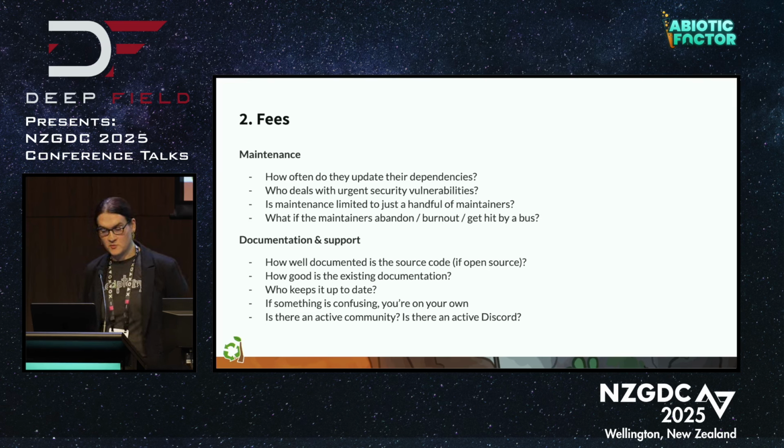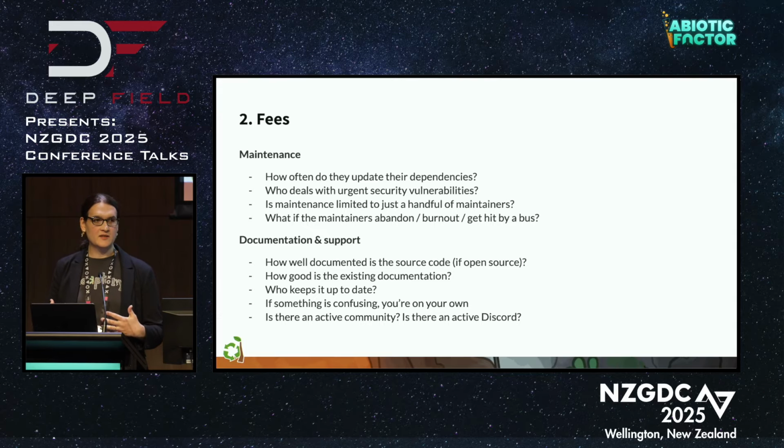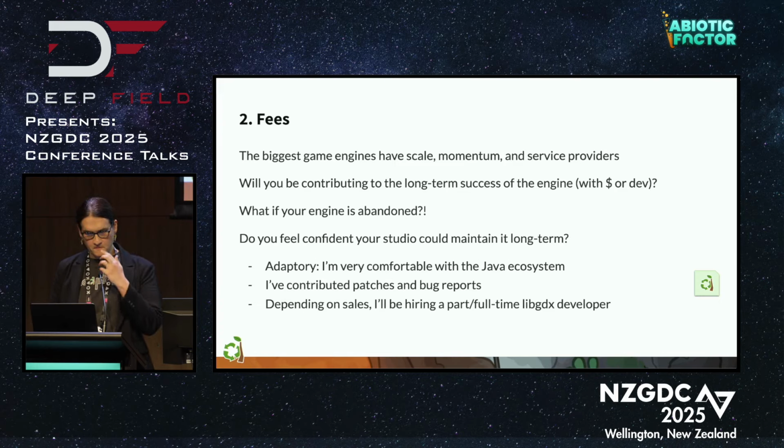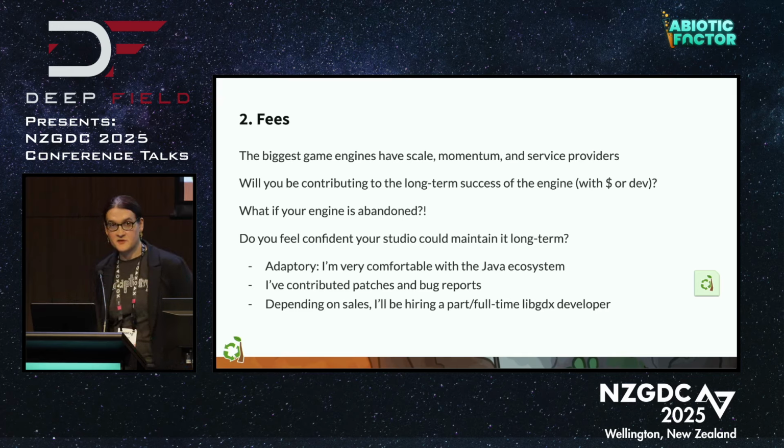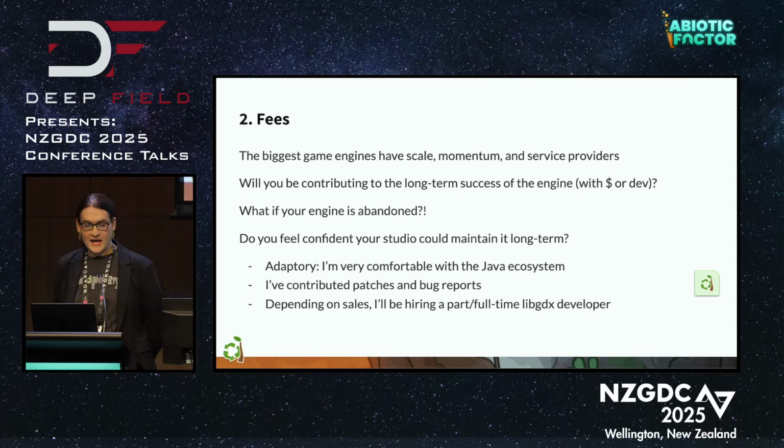So it is also important to think about, is there an active Discord? Is there an active GitHub page? How does the community collaborate with each other? One of the things that big game engines have is they have scale, momentum, and they have service providers. How will you be contributing to the long-term success of your engine? Are you going to be putting in money or development time? What happens if your engine is completely abandoned?